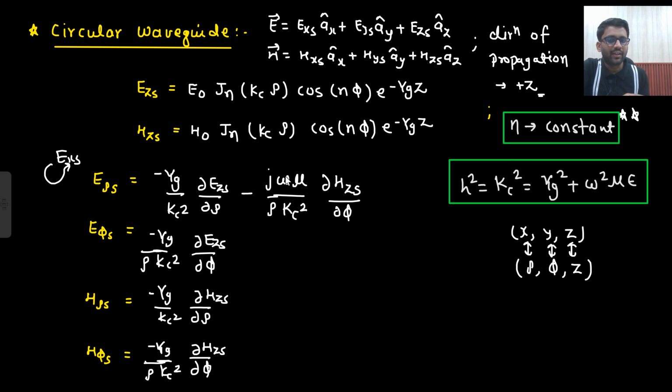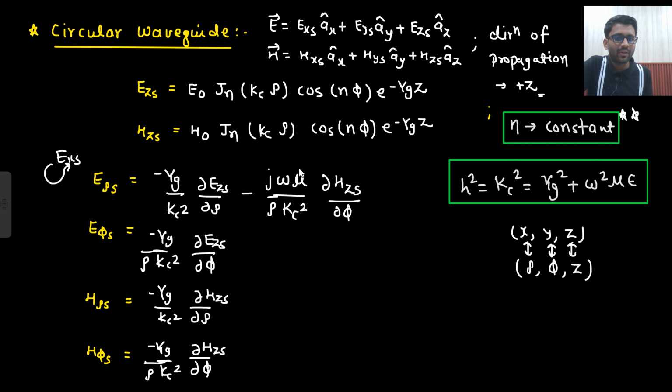What did we use to write? Here we used to write j omega mu upon h square, d by dy. Why d by dy? Because if here there was x, then here there will be y. If here there is Ez, here there will be Hz. Similar thing we are doing here. Here there is rho, so here there will be phi. But d phi never comes alone, it comes with rho.